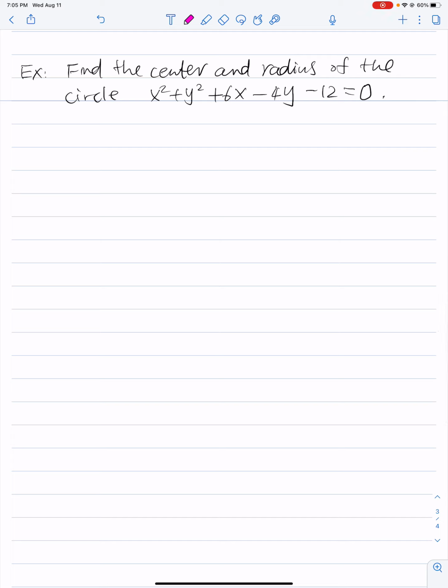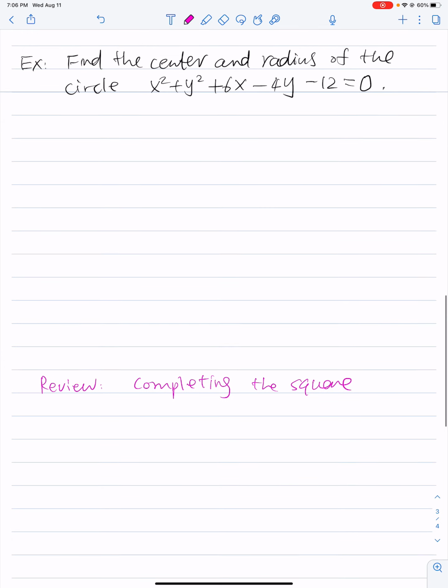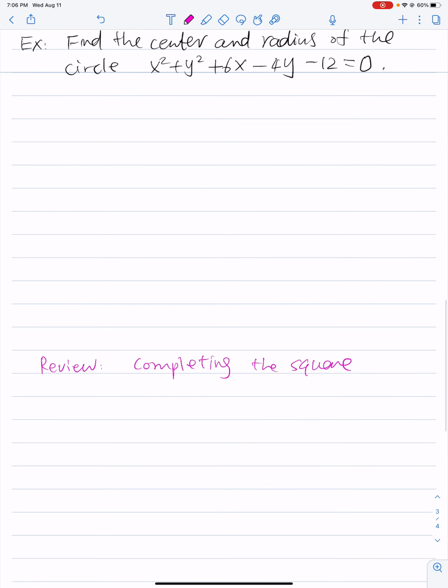Before we do that, I wanted to review one thing for you. It's called completing the square. If you do not remember, you can listen carefully here. So x squared plus 2x. How could you make a perfect square? What do you need to add to make a perfect square? Do you remember the rule? It's always the middle number, which is plus 2, divided by 2, then square it.